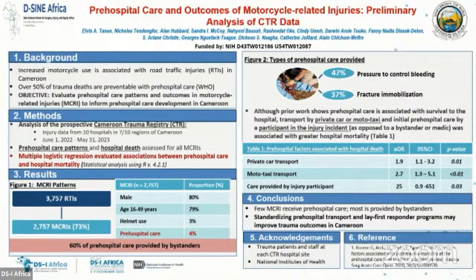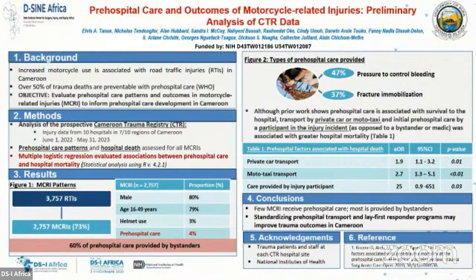We analyzed prospective data from the Cameroon Trauma Registry, which is a registry that is implemented in 10 hospitals across 7 of the 10 regions of the country. And the data we're presenting was accumulated over a period of 12 months, from June 2022 to May 2023. We utilized multivariate logistic regression to evaluate the association of pre-hospital care and hospital mortality.